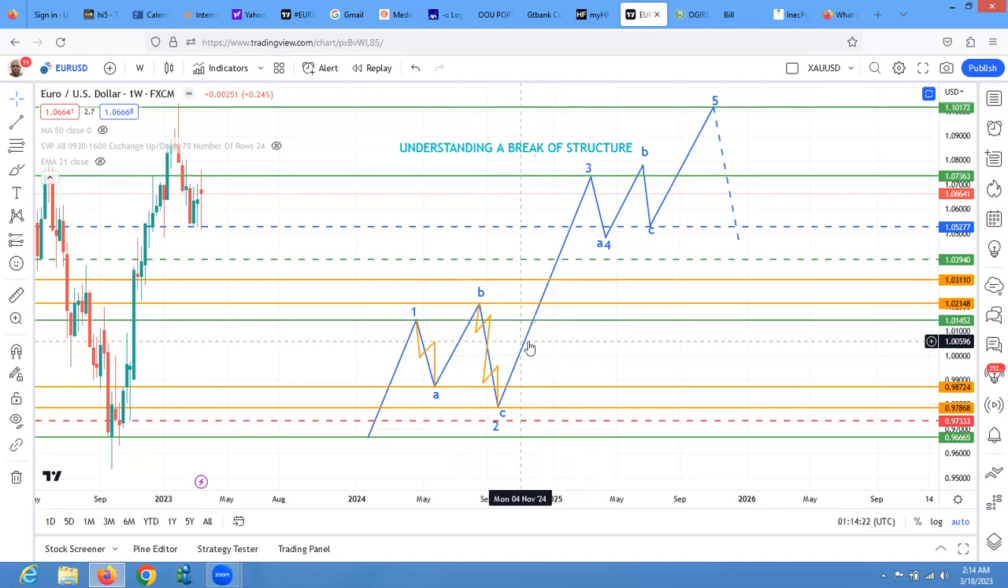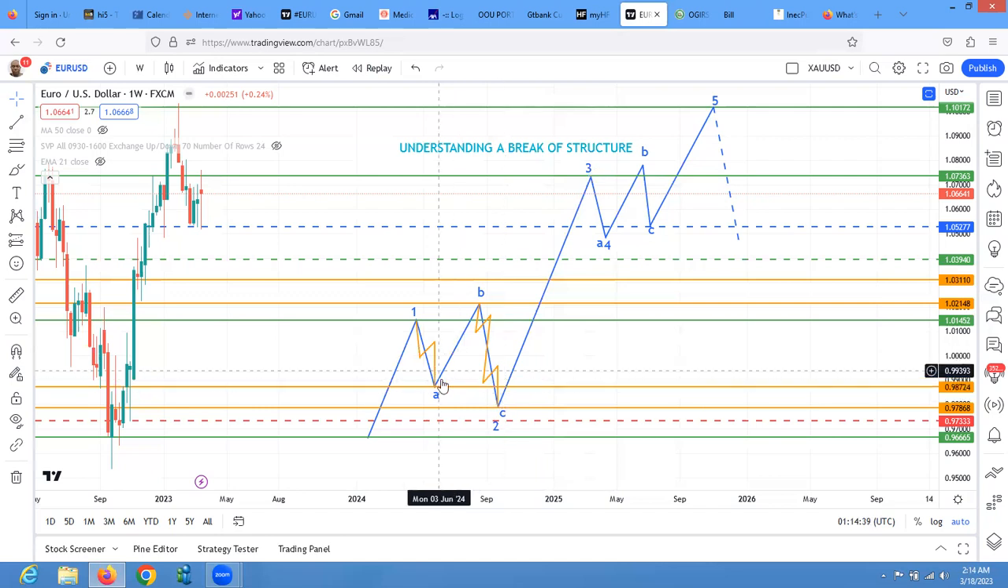This leg, they can decide to have a complex. This is a 3. They can decide to have a double 3. If they're going to have a double 3, what we are saying is that they want to have a WXY and not a simple ABC. So if they're going to have a WXY, the whole of this ABC becomes a W. And the move here must be an X.